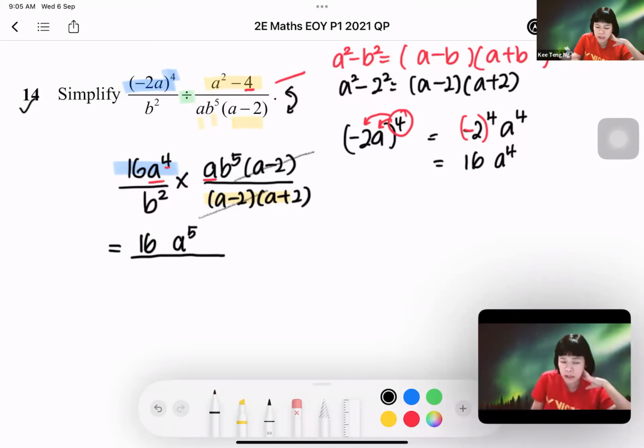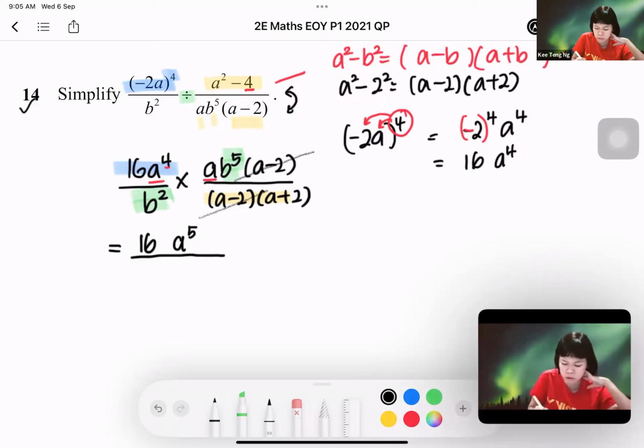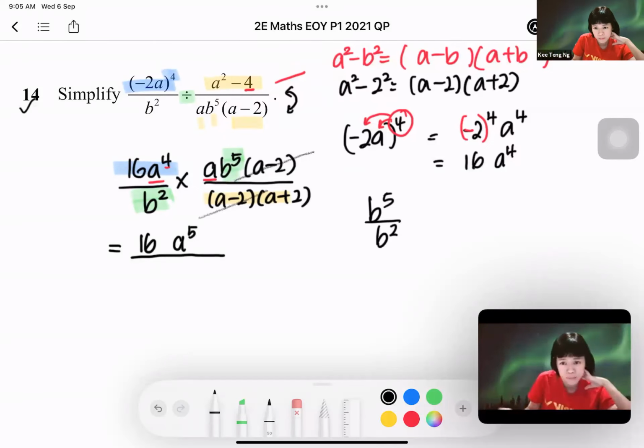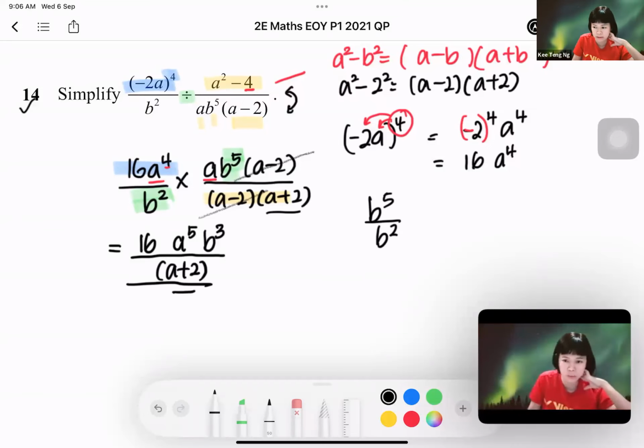And next, B. I have the letter B over here, B to the power 5 on top, B to the power 2 below. So B^5 over B^2. On top got 5, bottom got 2, we cancel out. So we are left with 3. That will be at the top. So B to the power 3. And last but not least, do not forget your factor, A plus 2. So this will be our answer.